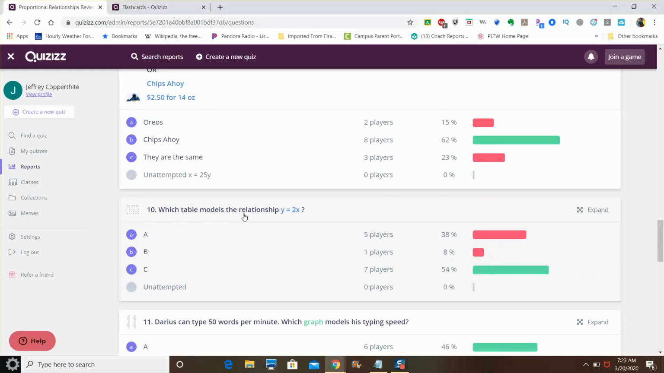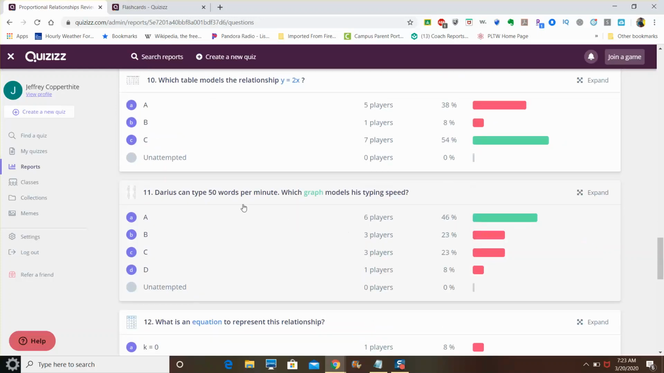54% of you correctly got the table that models the y equals 2x relationship. 5 of you had said A. You have to make sure that you're looking at the x then the y. So if I did 2 times 6, I wouldn't get 10. I would get 12. So table A would not be the correct table to interpret there.